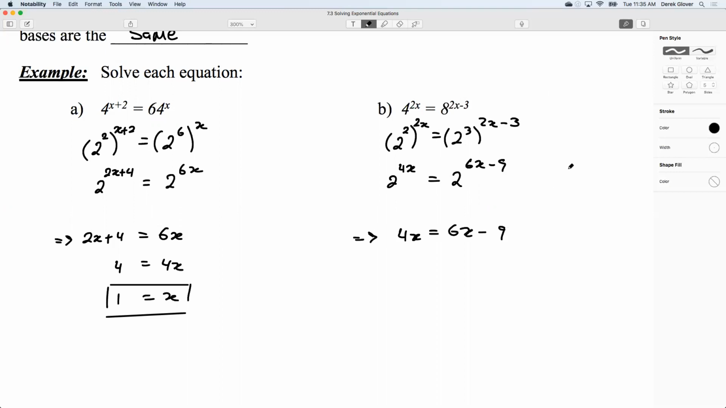We can do a bit of rearranging here. I'm going to subtract 6x from both sides. So negative 2x equals negative 9. And if we divide by minus 2, x equals 9 over 2. Technically minus 9 over minus 2, but the negative signs cancel.